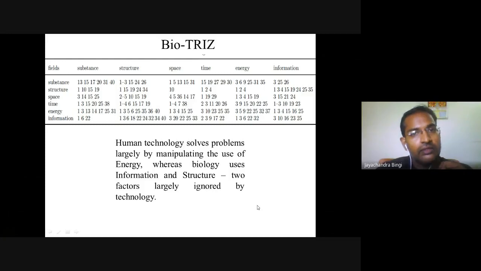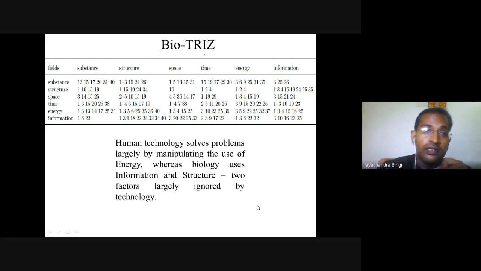That is the reason why the contradiction matrix in the Bio TRIZ method was introduced with 6 basic parameters to understand any biosystem, or any system. So you can use it both ways. You can apply it to your problem, understanding your problem with respect to these 6 parameters, or you can understand any biosystem with respect to these 6 parameters.